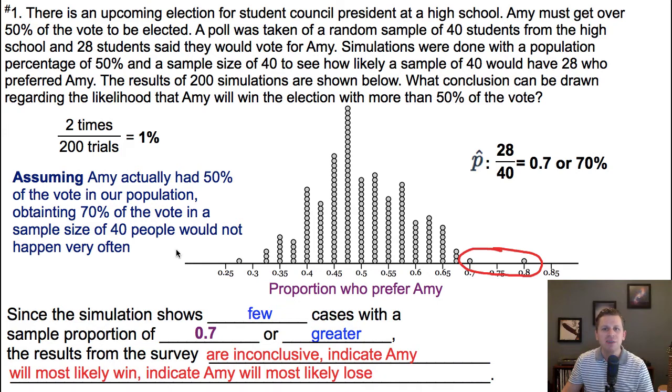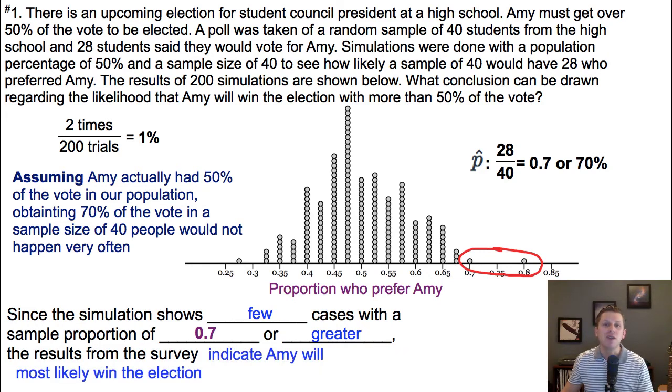It's few cases because there were only 2 times out of 200 trials, and greater because we included the values to the right of the mean of 0.5. So what does this say about Amy's chances of winning the election? Well, it's very unlikely that Amy only had 50% of the vote because there were few cases, which means this 70% is statistically very significant. Had Amy only had 50% of the vote, we wouldn't really get a value this high. So a value this high must mean that Amy will most likely win the election.